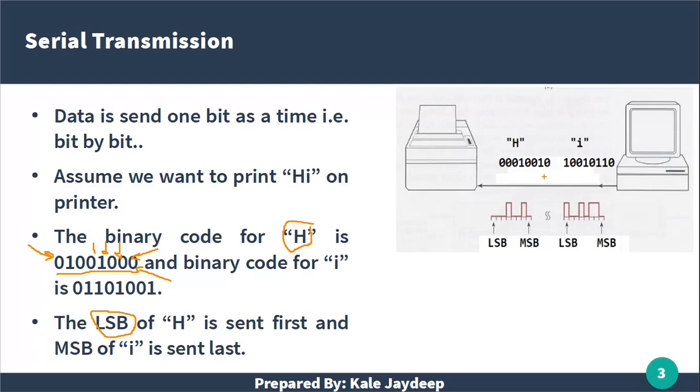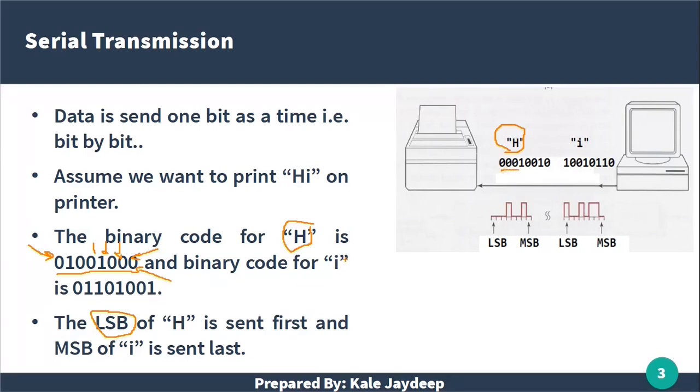The same is shown in this particular diagram also. See how the binary code of letter H is transmitted. First of all, the LSB is getting transmitted. In case of H, the LSB is this 0. After this 0, again we have two more zeros. That's why you can see a bit sequence like this here.